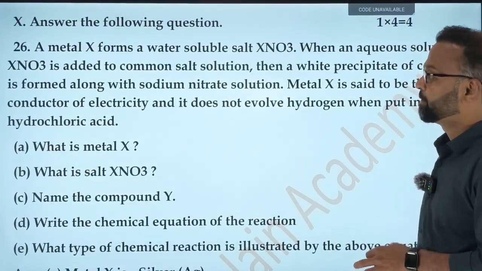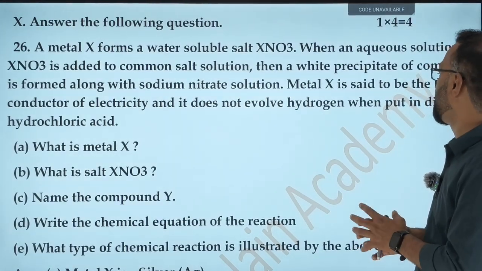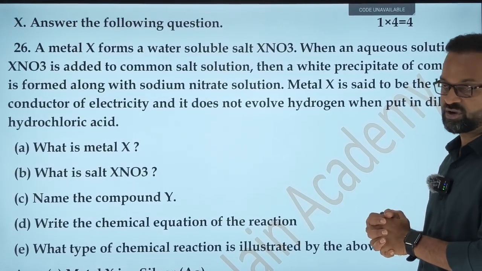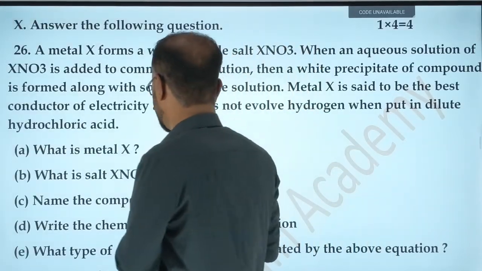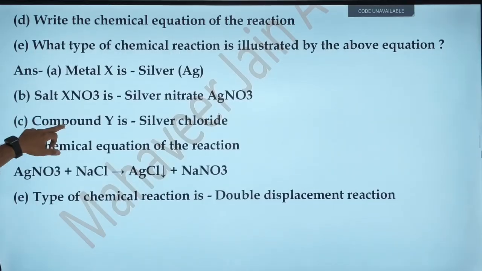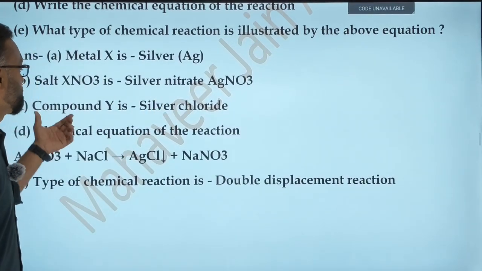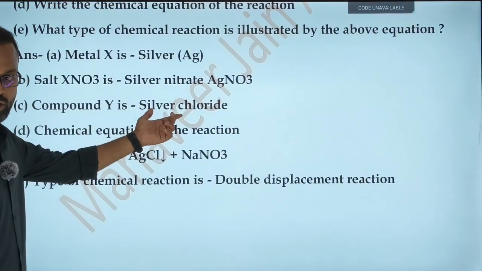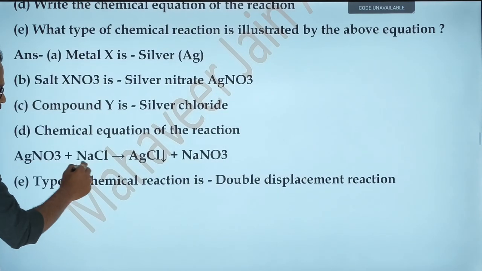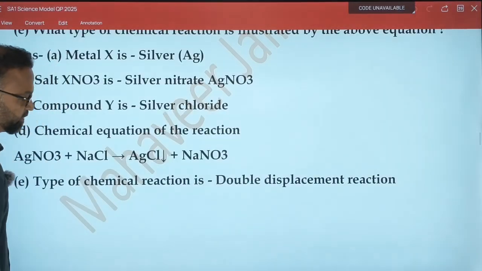Metal X is said to be the best conductor of electricity, best conductor, and it does not evolve hydrogen gas when put in dilute hydrochloric acid. There is an exception. Some metals will not produce what? Hydrogen gas. So here the metal X is silver. The salt XNO3 is nothing but silver nitrate, AgNO3. Compound Y is sodium chloride, that is common salt, and the chemical equation for this reaction is when silver nitrate reacts with sodium chloride, they have already given sodium nitrate and we should write silver chloride.